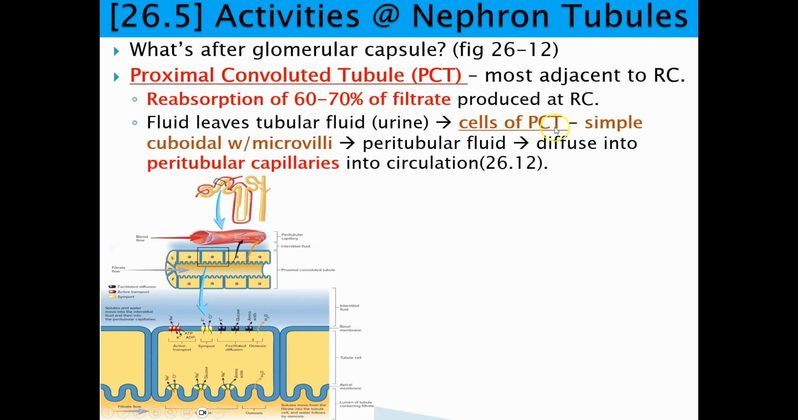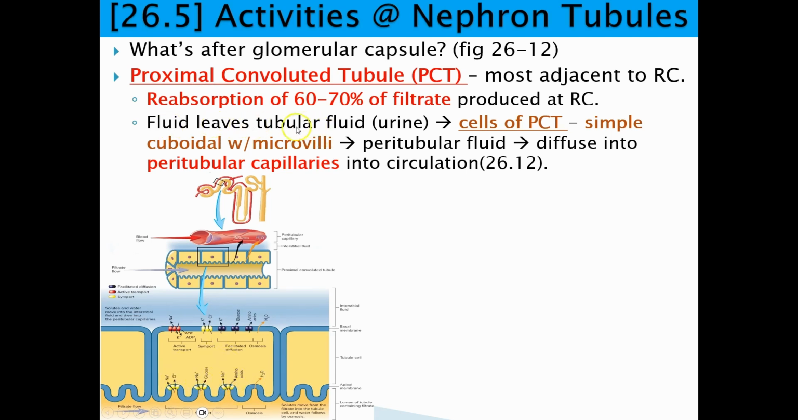So notice the cells of the PCT, the type of epithelial tissue I expect you to know is simple cuboidal. Okay. Now what happens is the filtrate, substances will pass through the filtrate over here. That would be this region here, and you can see these are called co-transporters. Notice when sodium moves in, amino acids move in. When sodium moves in, glucose moves in. So notice sodium is a key co-transporter.